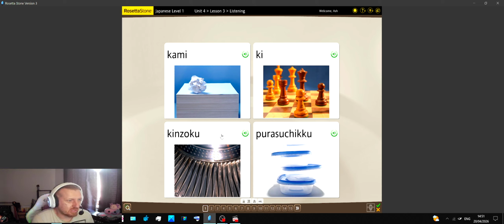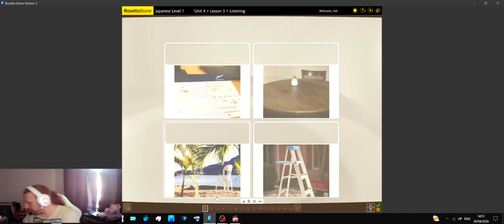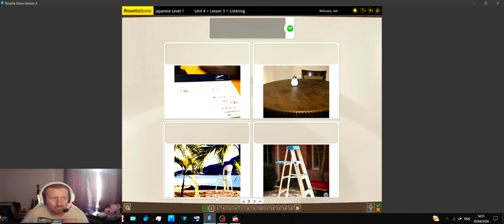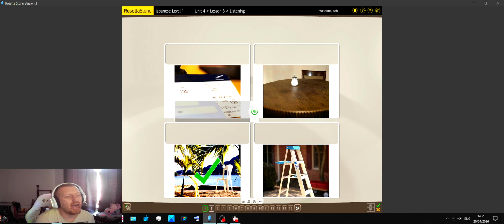Ki is wood. Kinzoku is metal, and plastiku is plastic. Fabulous. Let's go to slide 2 and see how this goes. イスはプラスチックでできています。It's a plastic chair.